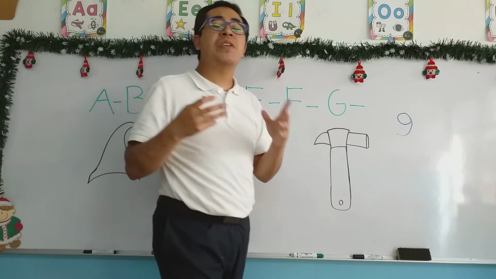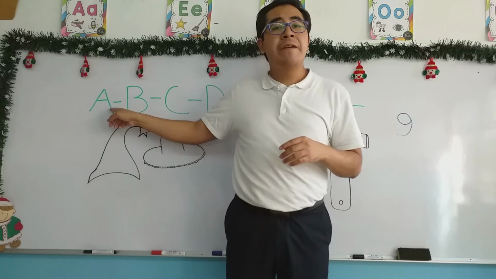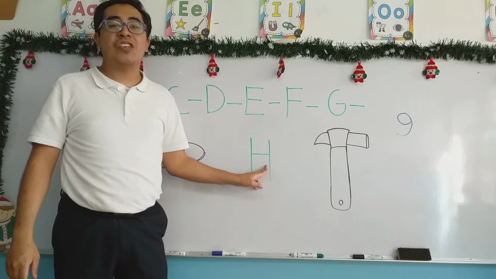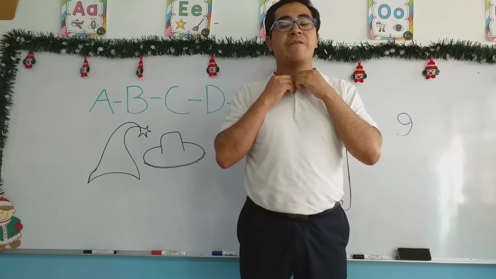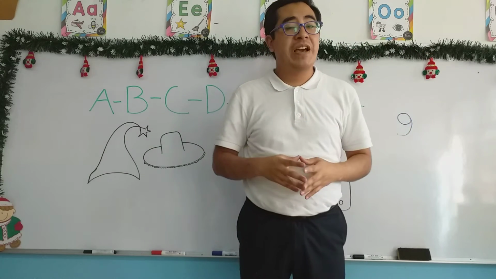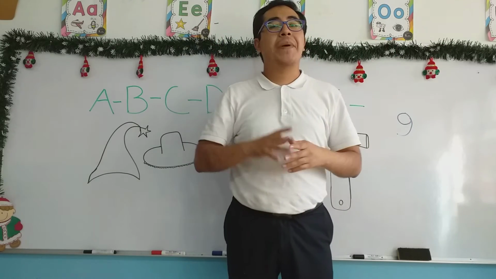Vamos ahora sí a empezar con nuestro ejercicio de pronunciación from capital A all the way, todo hasta llegar a capital H. For this, remember, the teacher Jacob is going to say it very, very loud with all of my energy. Please repeat after me. Vamos a repetir tanto la letra como el objeto.